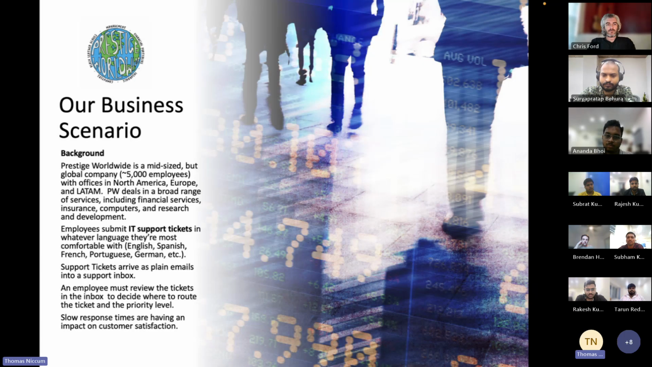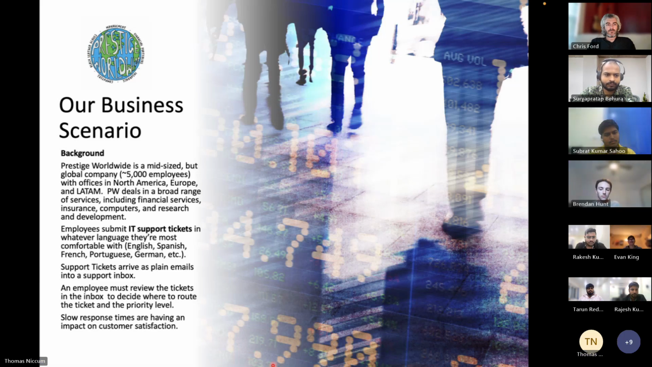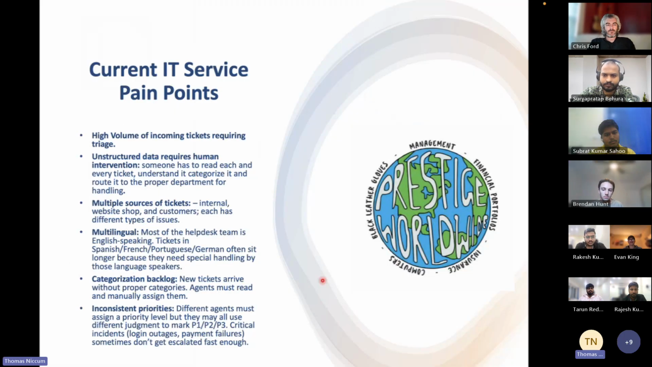So someone's got to translate these tickets. Someone's got to categorize them. So there's a lot of humans in the loop here that are slowing the process down. Translation takes time, categorization takes time, prioritization takes time. So let's work through some of the pain points.